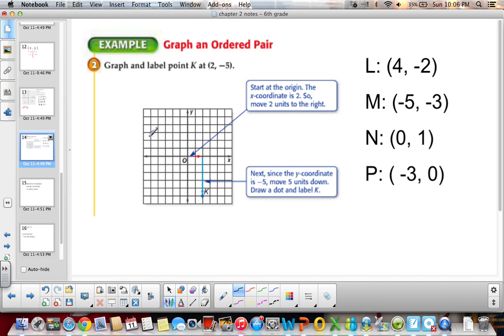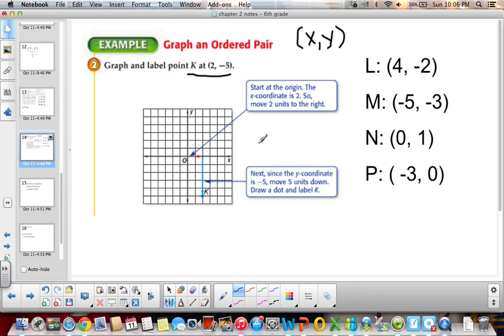Okay, now if we go opposite, this time we're given the ordered pair, and this time we want to graph it onto our coordinate grid. So again, just to remind myself, my first number is always x, my second number is always y. Okay, first we're going to look at K that's already plotted on here. So K is 2, -5. So again, we start at the origin. Remember the origin is 0, 0.